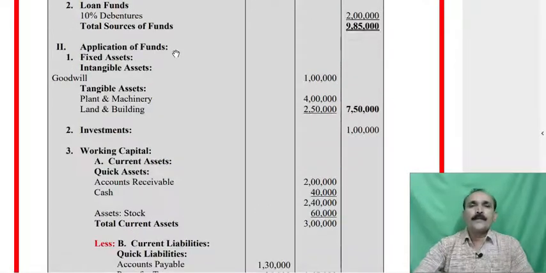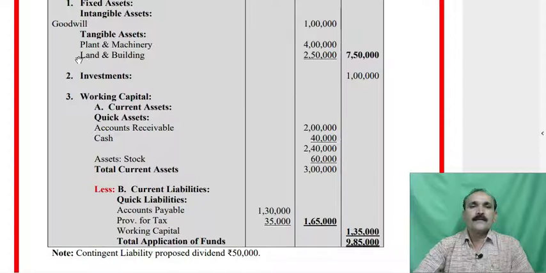Second point, application of funds. First, fixed assets. Intangible assets: goodwill 1 lakh. Tangible assets: plant and machinery 4 lakhs, land and building 2,50,000. Total fixed assets 7,50,000. Point second, investments 1 lakh, balance as per balance sheet.